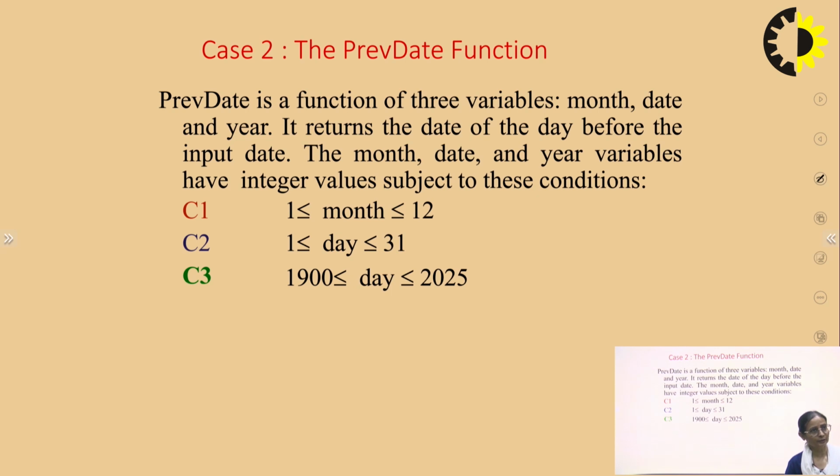Another important case is the previous date function, a function of 3 variables: month, date and year. It returns the date of the day before the input date. The month, date and year variables have integer values subject to these conditions. C1 says the month value should always lie between 1 and 12. Similarly, we have the range for the day value and for the year value.